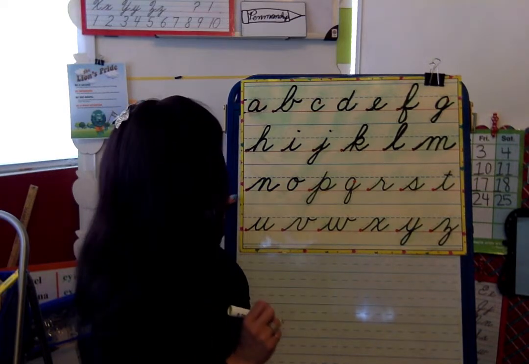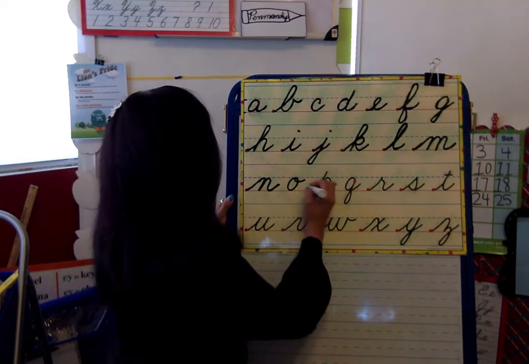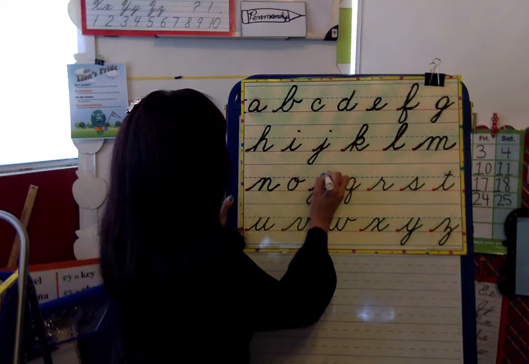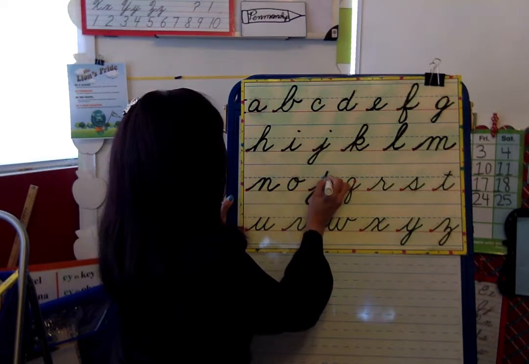Okay, let's go over letter P. Letter P. Start here, go up. You're going to simply pass your dotted line a little bit. Stop, go back down, all the way down, turn, turn, turn. Make your P around and smiley.